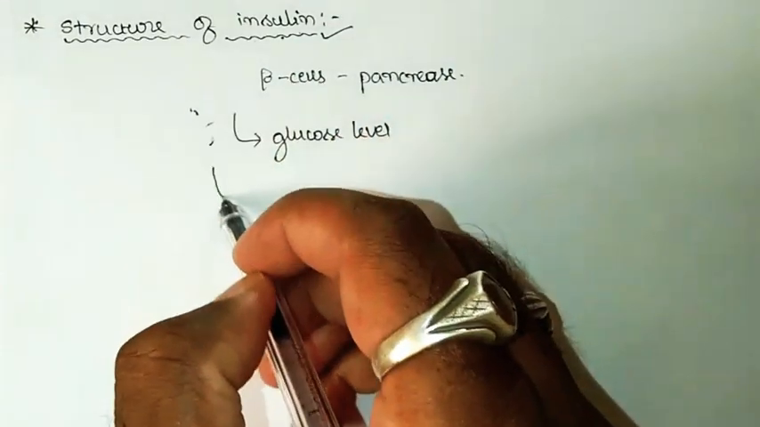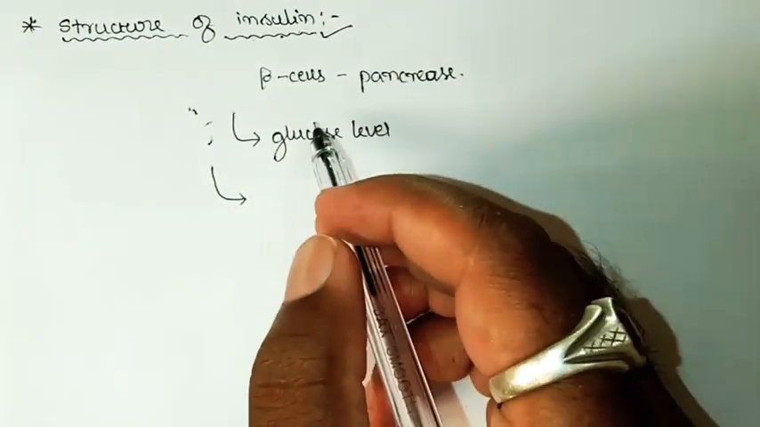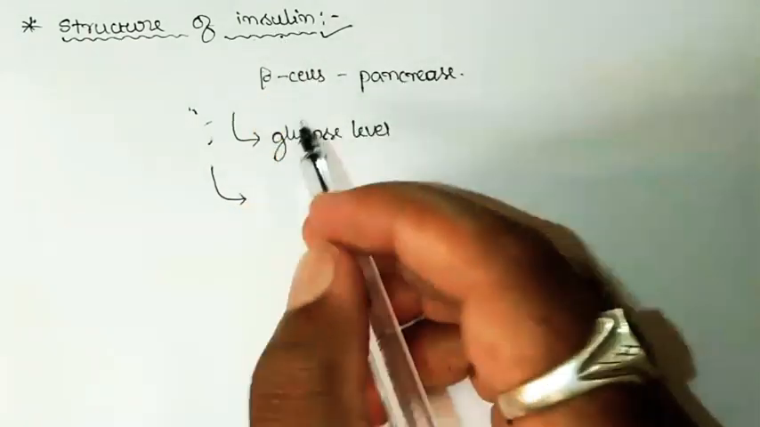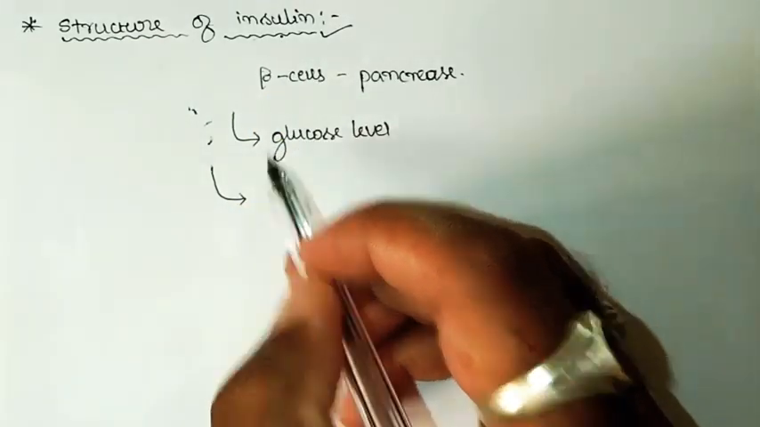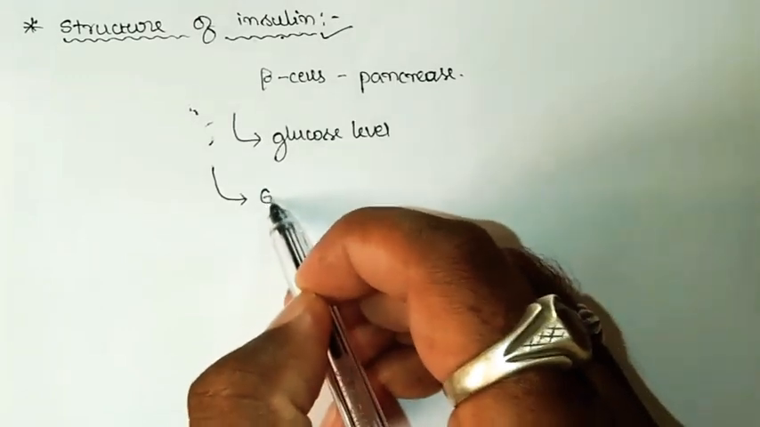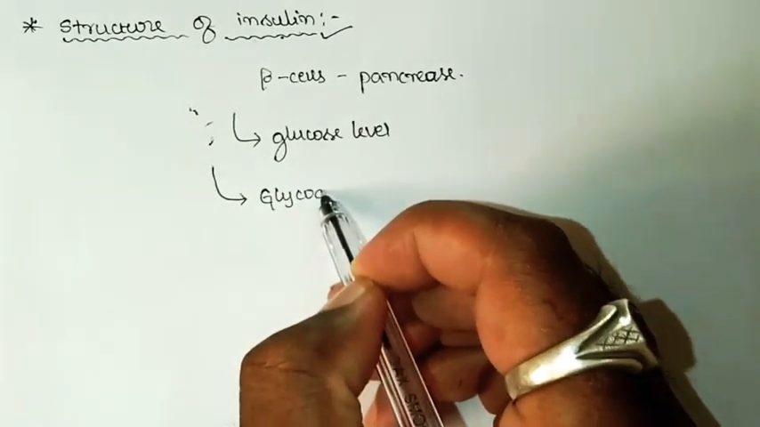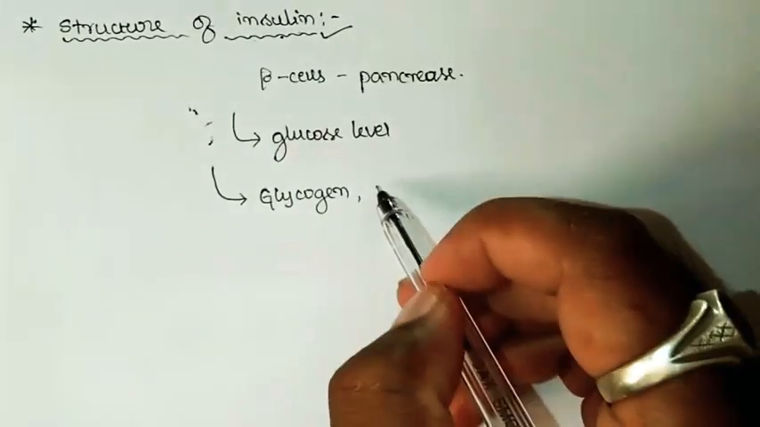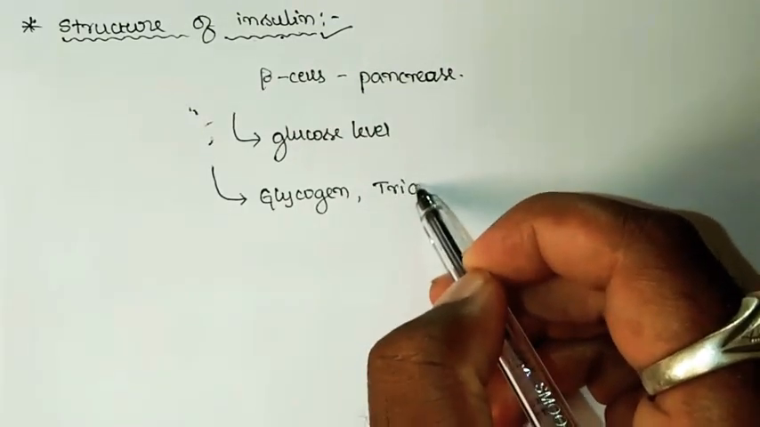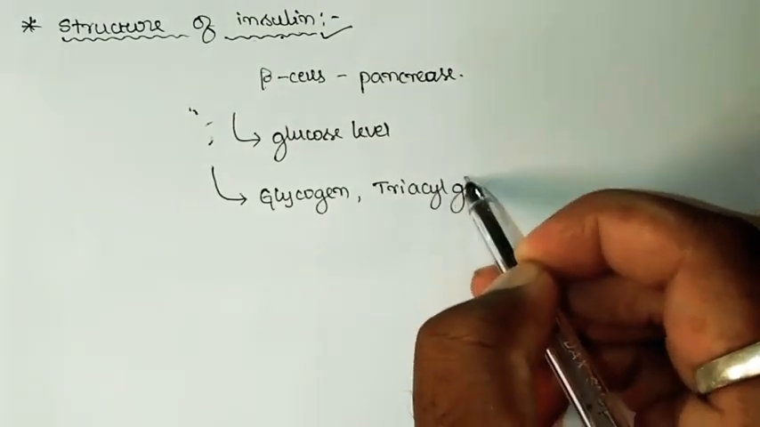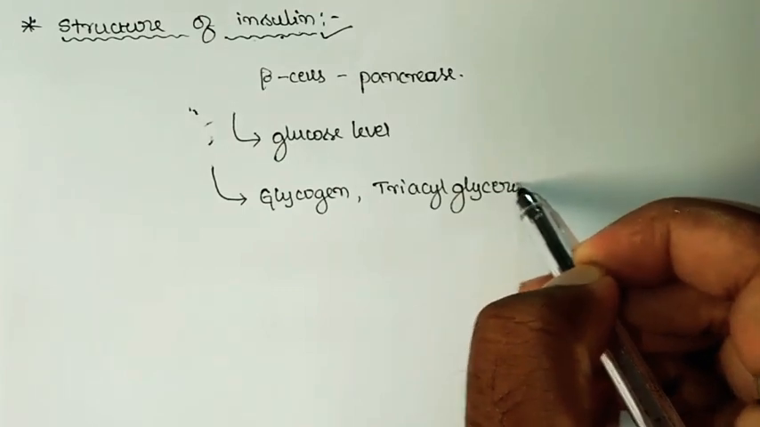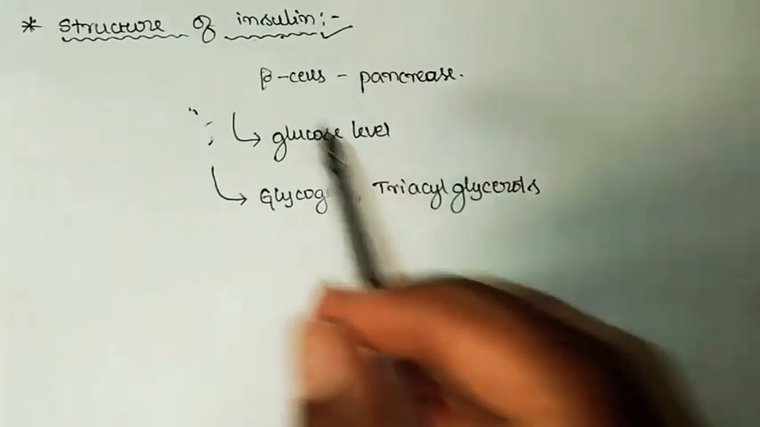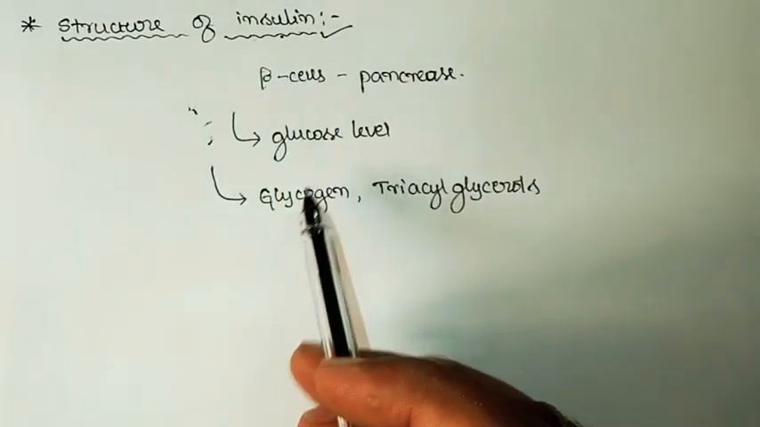As well, this insulin is very useful in some metabolic pathways also. That is, insulin plays a very important role in the synthesis of glycogen, as well as in the synthesis of triacylglycerols. So in the synthesis of these two materials, insulin plays a very important role.